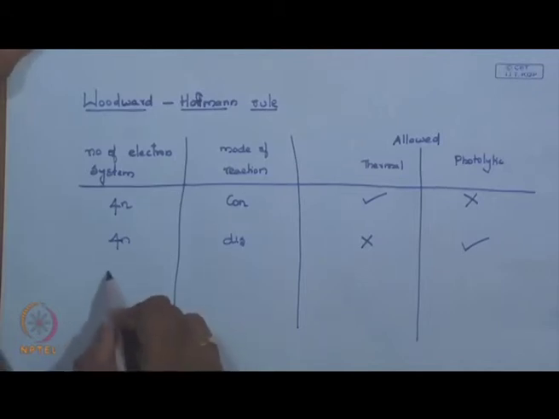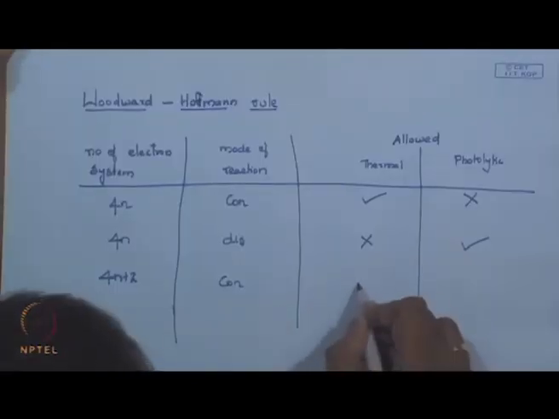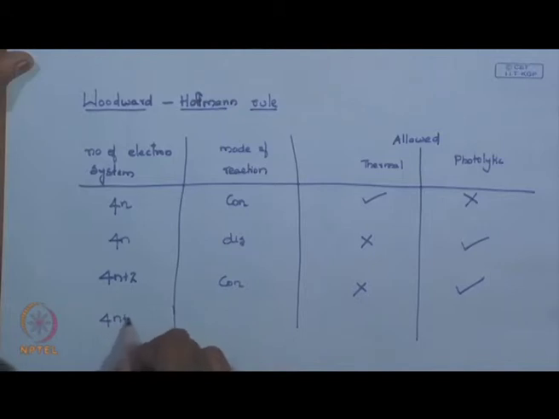Now, go to your 4n plus 2 system. Again I am saying con, in which system it is allowed? We have said that in 4n and 4n plus 2 system, it is just exactly the reverse. So in 4n plus 2 system con, in heating it is not allowed, it will be the reverse. So it will be allowed in the photolytic condition. Then if it is dis, it is allowed thermally. So this is your basic Woodward Hoffmann rule.